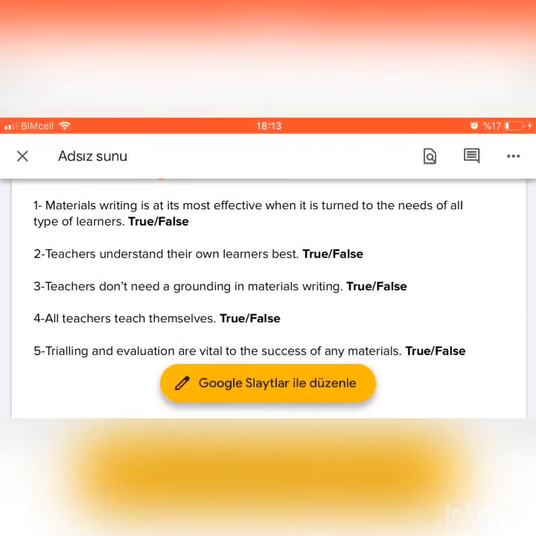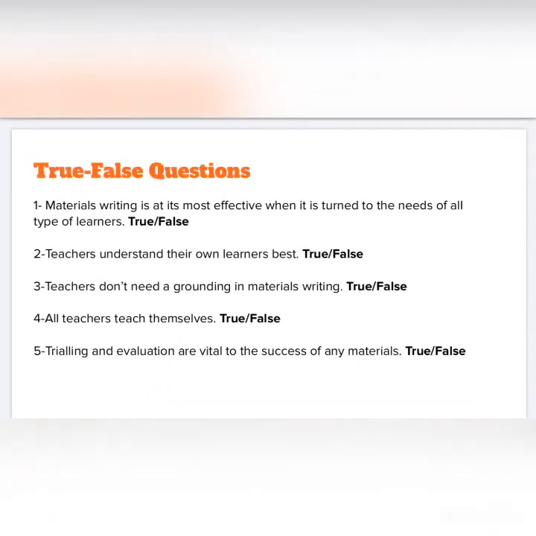Now we have some true-false questions. In the first statement, it is said materials writing is at its most effective when it's turned to the needs of all types of learners. This is actually wrong. Materials writing is at its most effective when it's turned to the needs of a particular group of learners and their specific needs. In the second statement, it is said teachers understand their own learners the best. This is true.